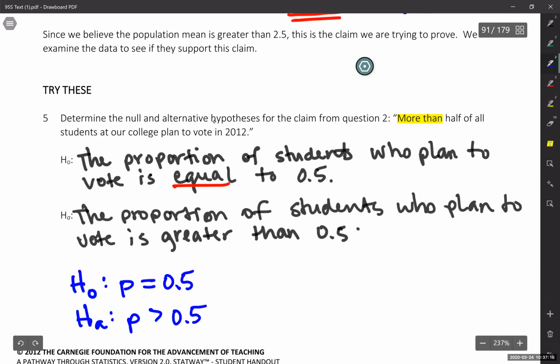What we're really emphasizing here is that the null hypothesis is writing the claim with an equal sign, and the alternative hypothesis is writing the claim. So the claim was more than half. So my alternative was the same as the claim, and I put greater than a half. And for the null, I just rewrote that, but with an equal sign.